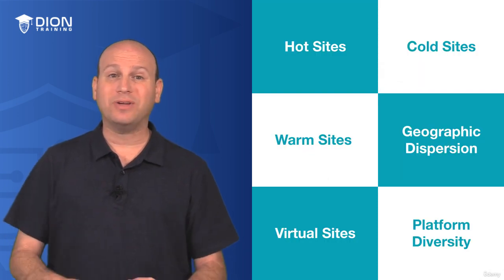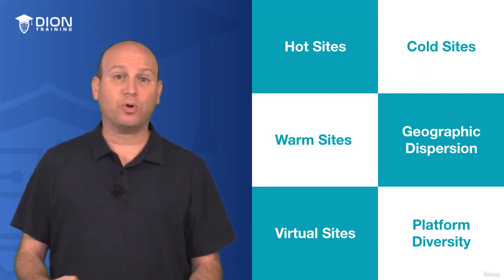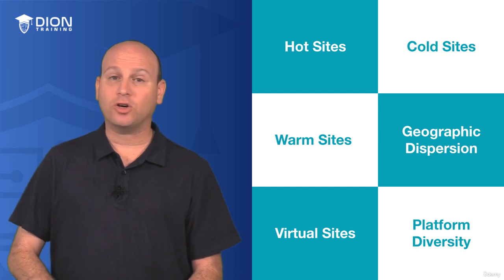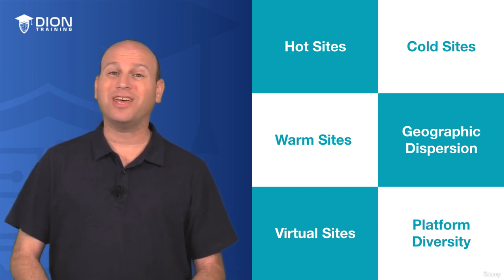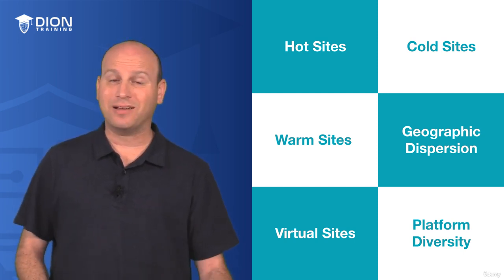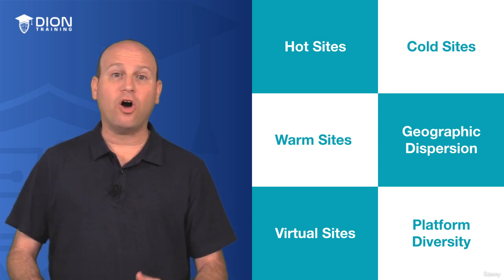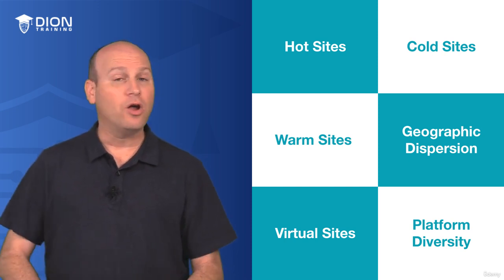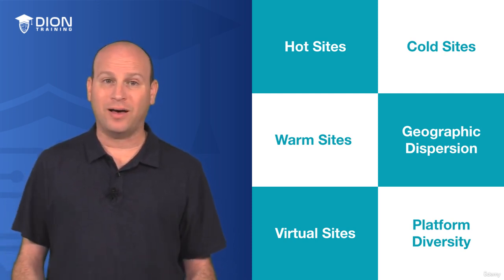Next, we're going to look at some redundant site considerations. We'll be exploring backup site options like hot sites, cold sites, and warm sites, as well as looking at geographic dispersion, virtual sites in the cloud, and platform diversity that can all help to ensure our systems and their data remain available to our end users at all times.